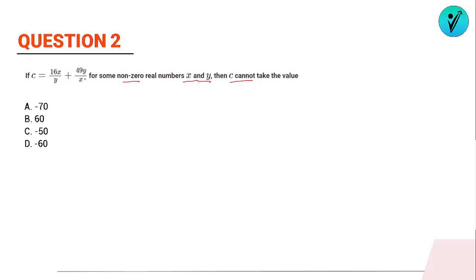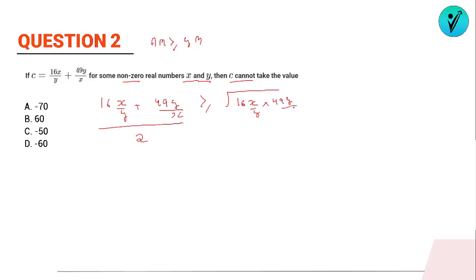So again we will be using the same concept, that is arithmetic mean is greater than or equal to geometric mean. Now when you write this, what is the arithmetic mean of it? It will be 16x upon y plus 49y upon x, whole divided by 2. This is the arithmetic mean and this will be greater than or equal to the geometric mean. So what is the geometric mean? The geometric mean will be under root of 16x upon y into 49y upon x. So the variables will get cancelled, and this 2 will then go to that side.